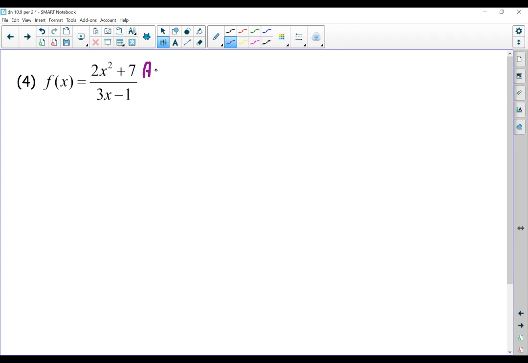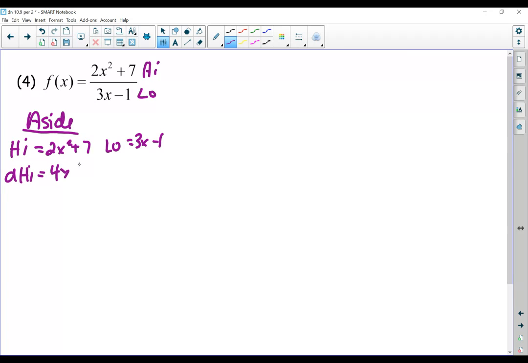So this is my high function and this is my low function. And when I do my aside, I'm going to do high equals 2x squared plus 7, low equals 3x minus 1. And then I have d high, which is just the derivative, which would be 4x. D low would just be 3. And I have all my parts to find my derivative function.